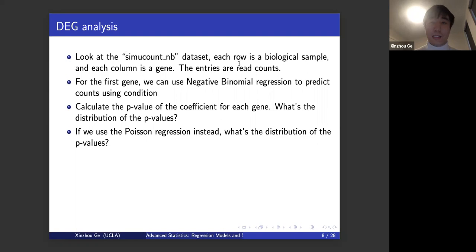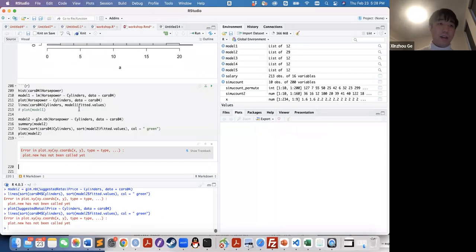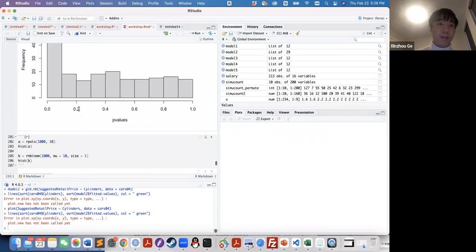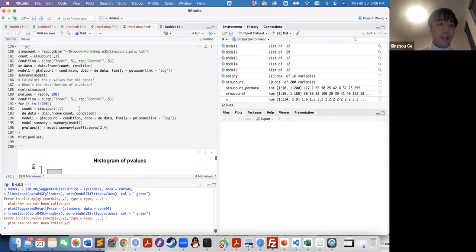So in this data set, each row is still a biological sample and each column is still a gene, and the entries are read counts. And for the first gene, we can use negative binomial regression to predict the count using the condition. So we are doing things which are very similar compared to the previous analysis. So if you don't mind, I will just copy all the code and repeat it.